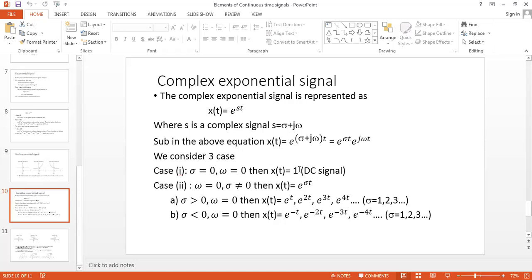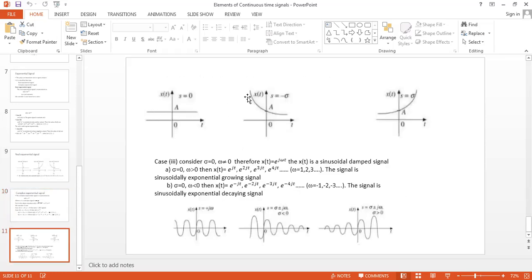When σ is equal to 0, then x is equal to 1. e to the power 0 is 1, so it will be a DC line. When σ is not equal to 0, you have e^(σt). When σ is greater than 0, you have only positive values, and the signal grows. When σ is less than 0, the graph will reduce exponentially. I am considering this real term alone.